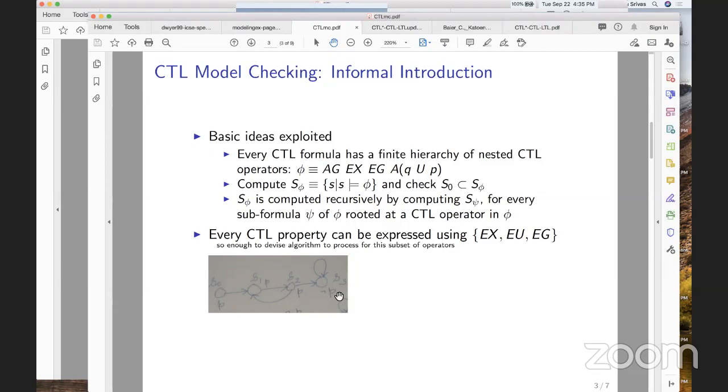and you'll see the formal algorithm as described in the book next time. So consider this transition system, Kripke model, with P as the label.